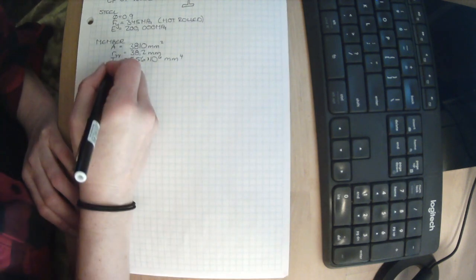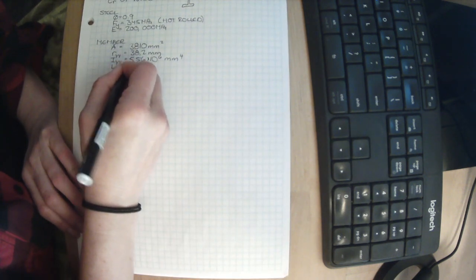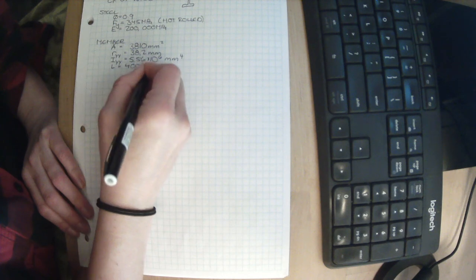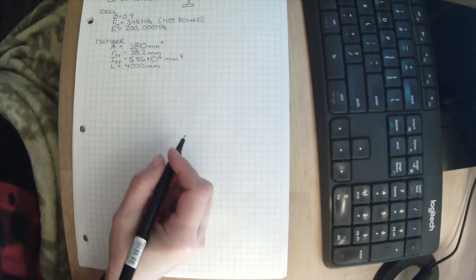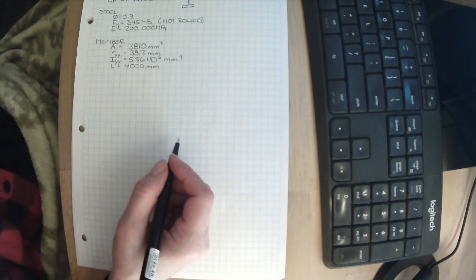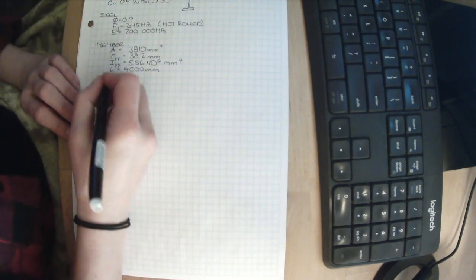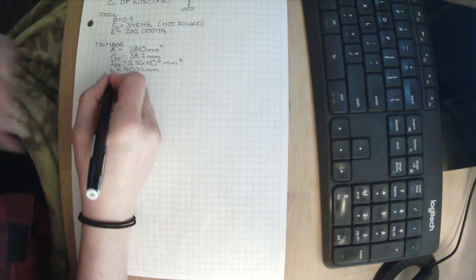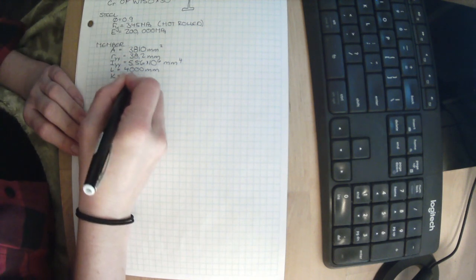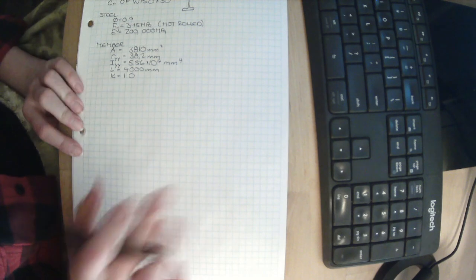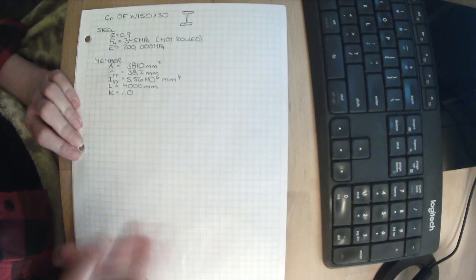We know that our length, which is our height, hasn't changed, is 4,000 millimeters. Sorry, everyone. And K, I've told you, is 1. We're just going to use 1. We don't even need to worry about anything else.